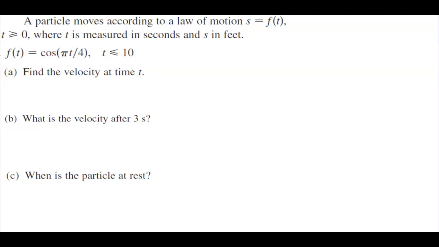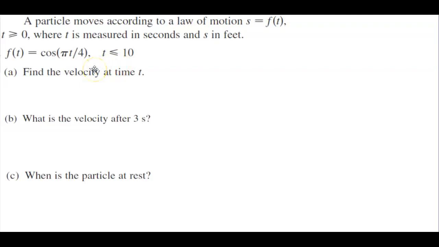A particle moves according to a law of motion where s is equal to f of t and t is greater than or equal to 0, where t is measured in seconds and s is in feet. The function that we have here, which is the position function, is equal to the cosine of pi t over 4, where t is less than or equal to 10.